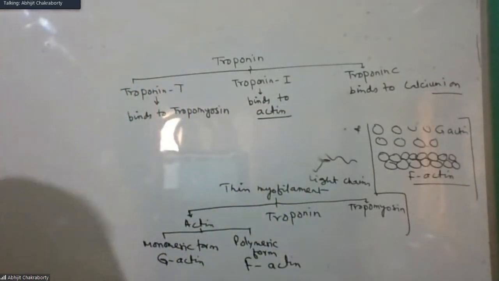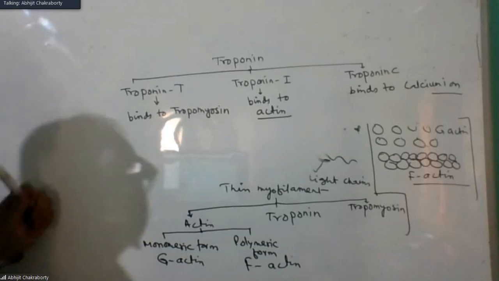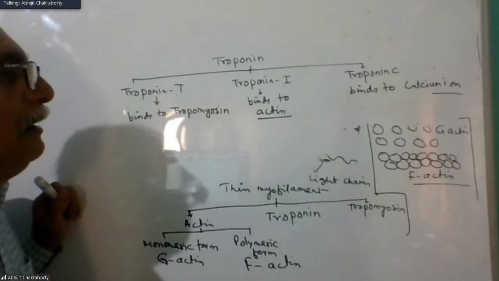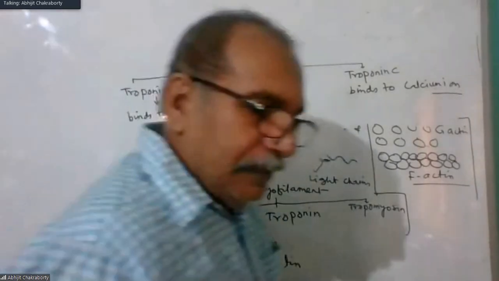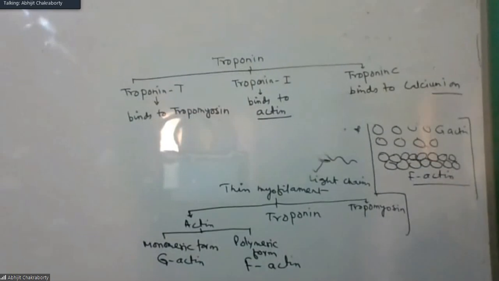Troponin is required to bind to tropomyosin. It is required to bind to actin, and it also requires calcium ion to bind for the myosin interaction. Is it clear? Troponin T, troponin I, and troponin C. Actually, three types of troponins are here. Is it clear? Go through it first.